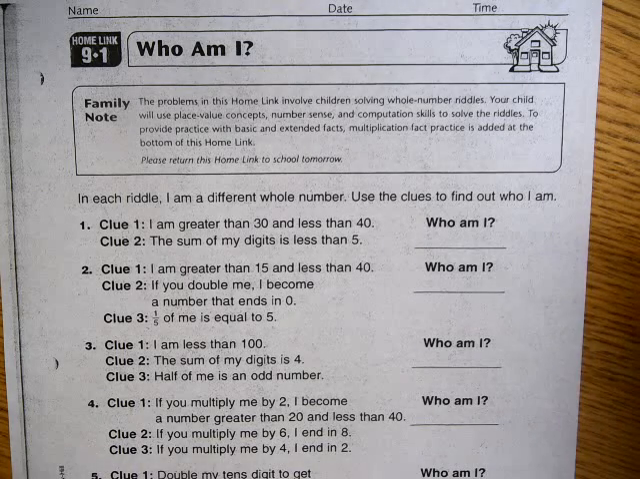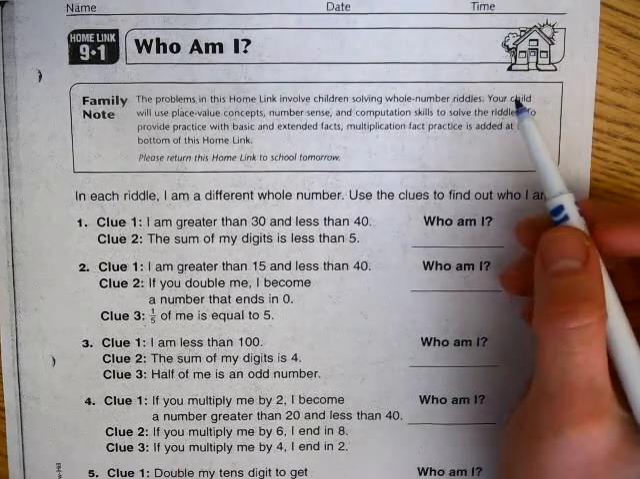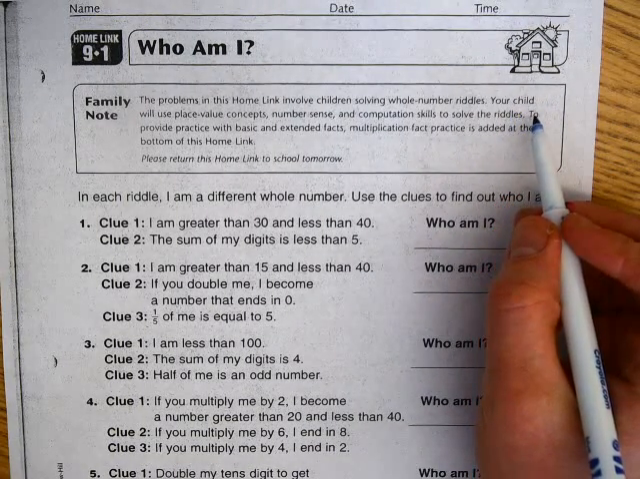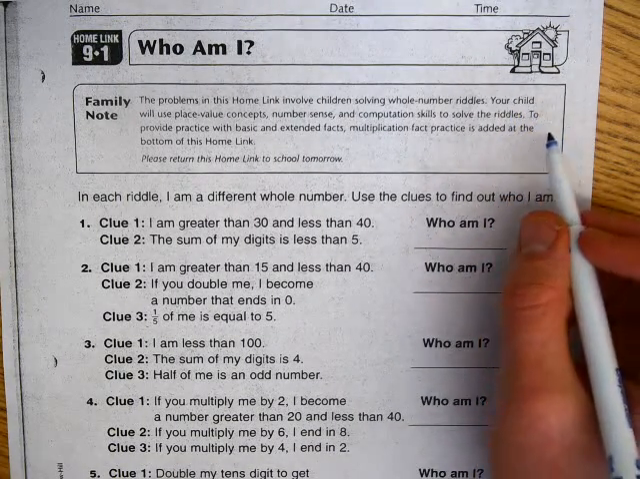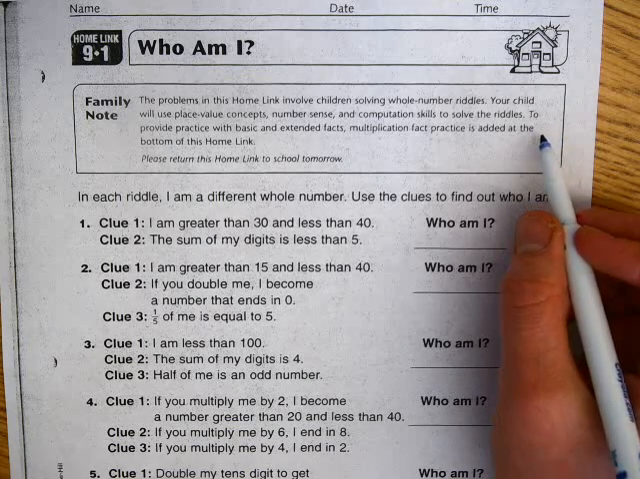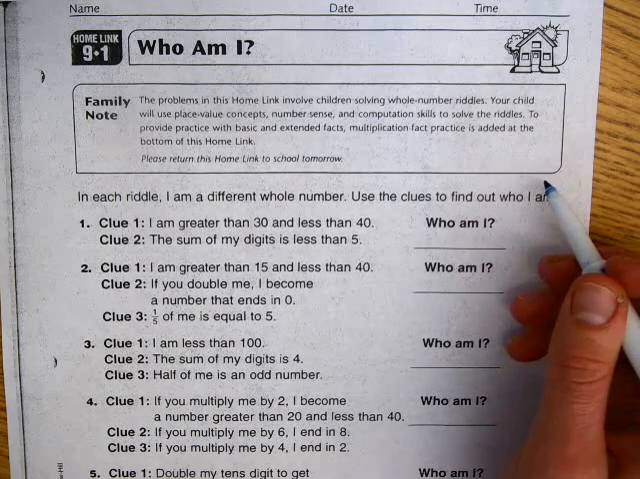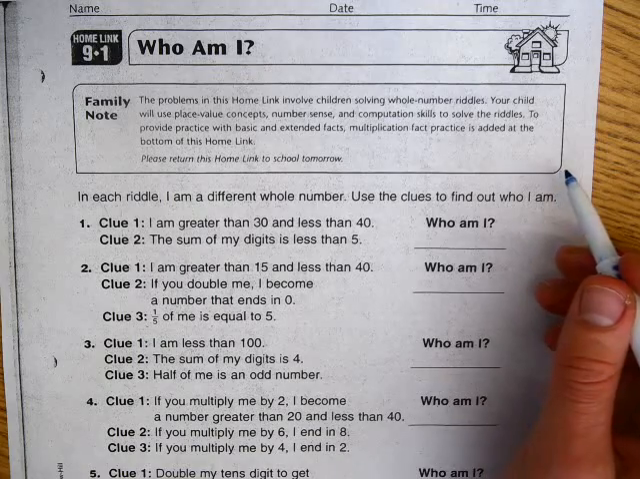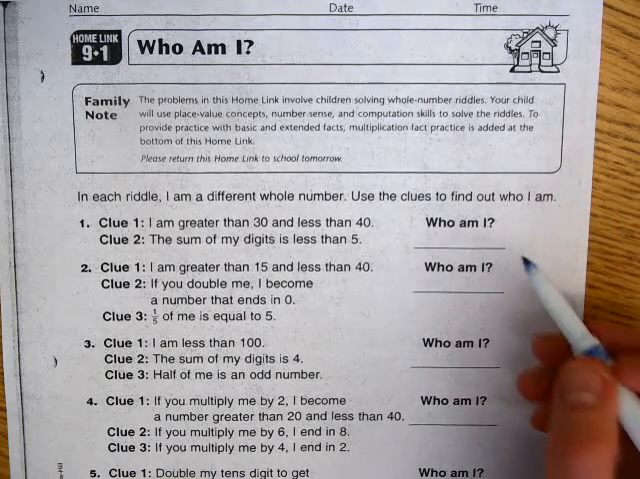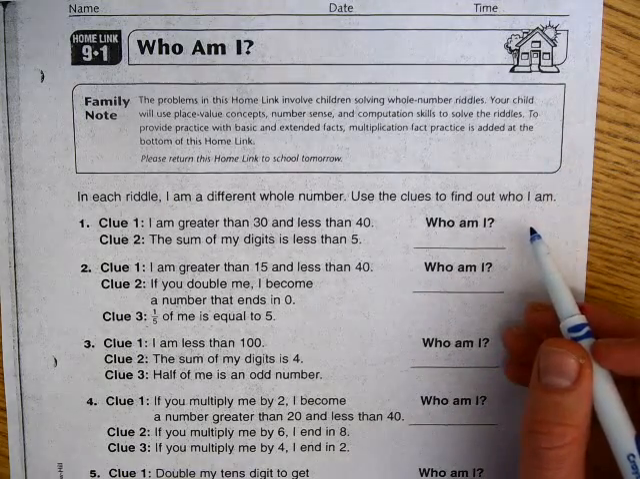This is Homelink 9-1, Who Am I? For Grade 3 Everyday Math. The problems in this Homelink involve children solving whole number riddles. Your child will use place value concepts, number sense, and computation skills to solve the riddles. To provide practice with basic and extended facts, multiplication fact practice is added at the bottom of this Homelink.